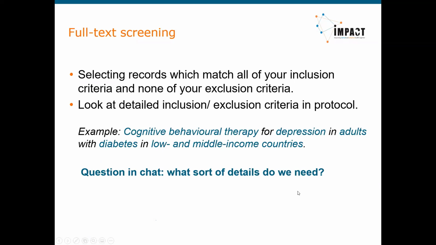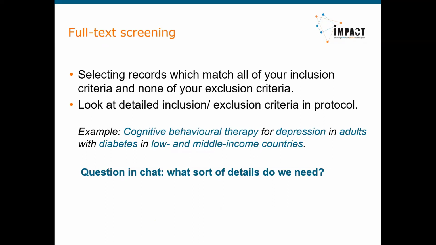The aim of full text screening is to select all of those records which match all of your inclusion criteria and none of your exclusion criteria. At this stage, you really need to have a detailed look at your protocol, and hopefully your protocol will be detailed enough to specify everything that you need to know. Before, it might have been enough to know that this was a review about CBT for depression in adults with diabetes in lower middle income countries.